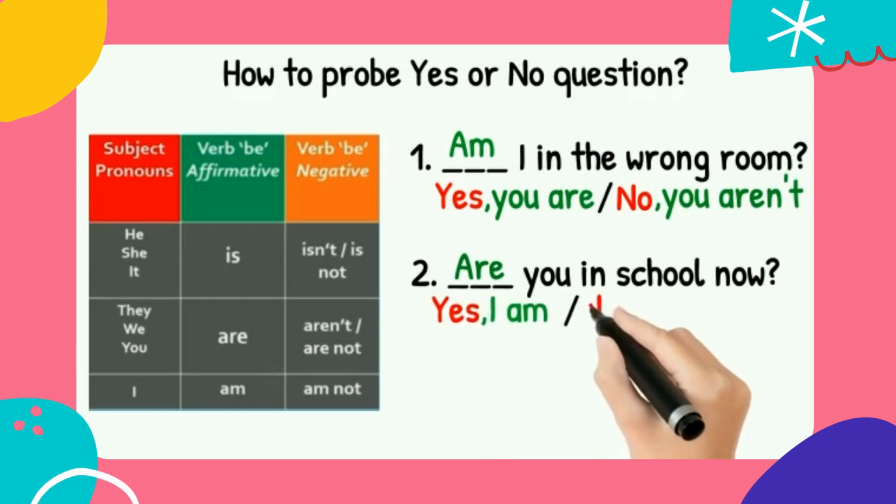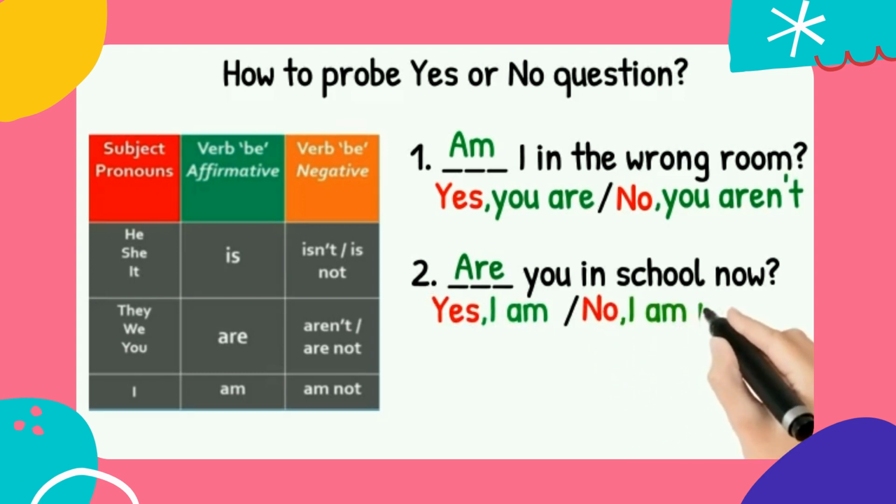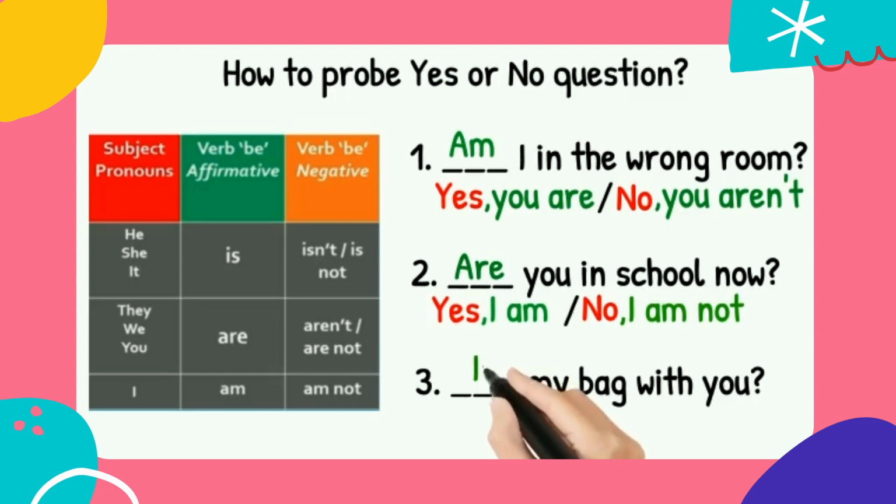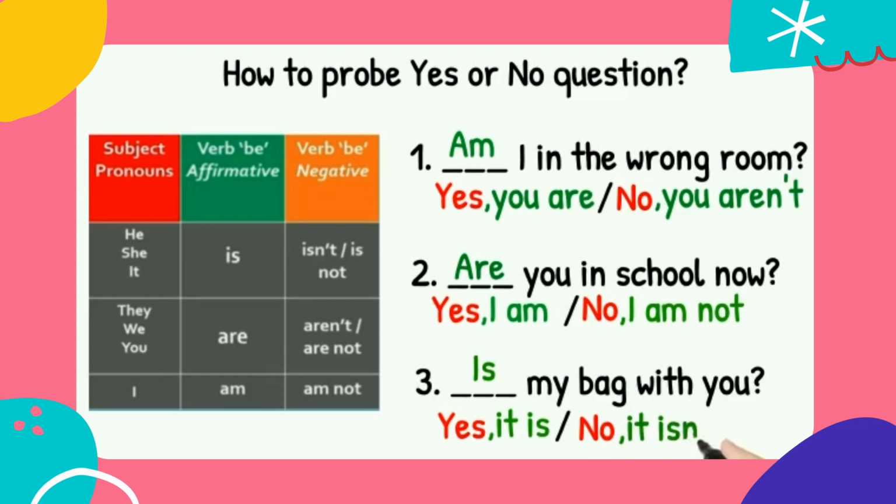Why do you use yes, I am, or no, I am not? Because someone is asking you. So you have to answer the question. So let's take a look at number 3. My bag with you. So what is the subject pronoun for this question? Yes, my bag. Bag is thing. So the subject pronoun is it. So the verb be affirmative for it is. So the question is, is my bag with you? Then your answer will be yes, it is, or no, it isn't.